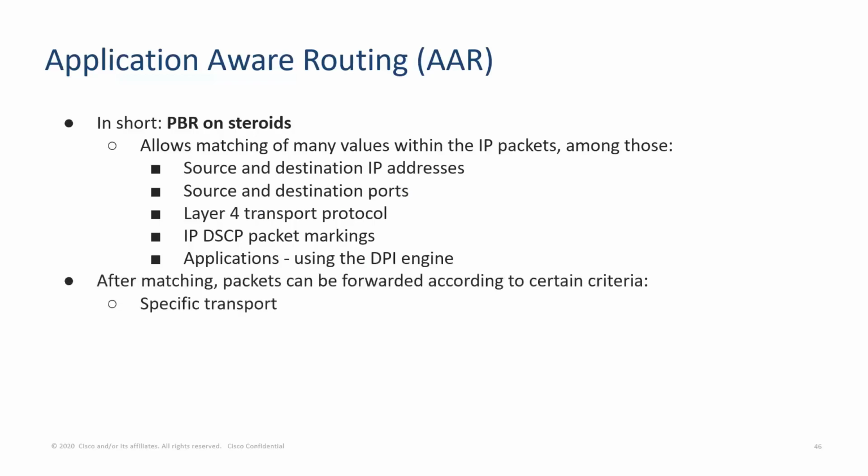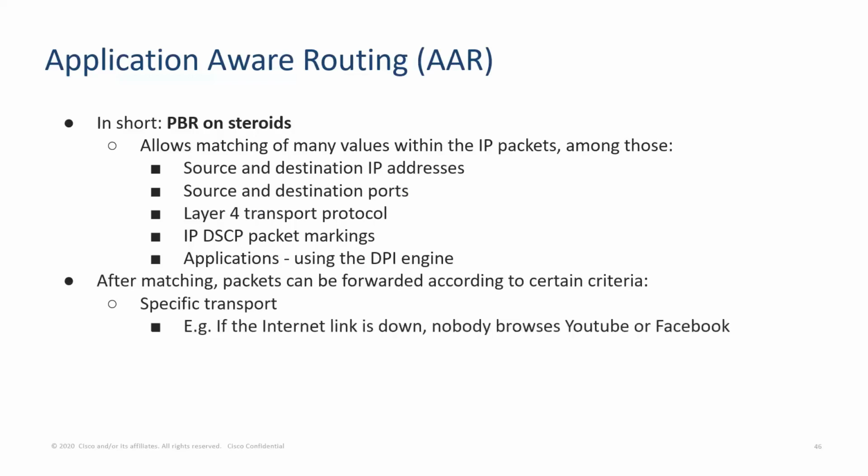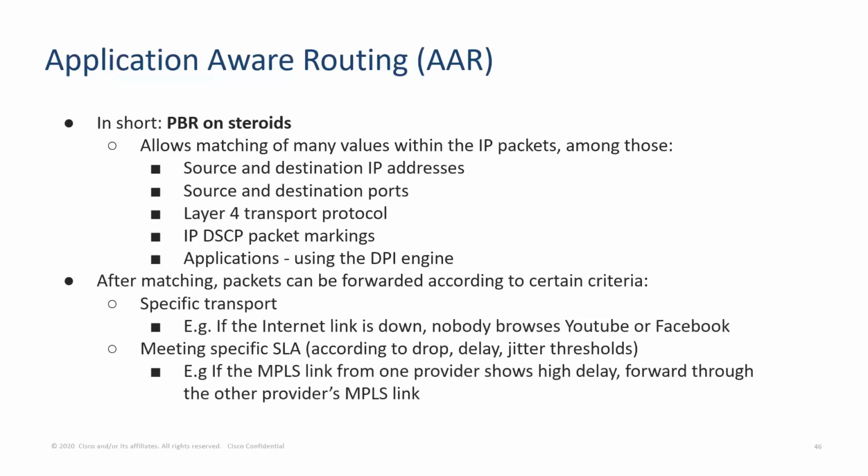And after matching, we can forward packets according to certain criteria. For example, we can set a specific transport, or we can also match on certain thresholds to see if we are meeting specific SLAs according to packet loss, latency, and jitter. And this is all measured using BFD. So if we have an MPLS link that's misbehaving, we can send it through another one, or, for example, use the internet transport as a backup.